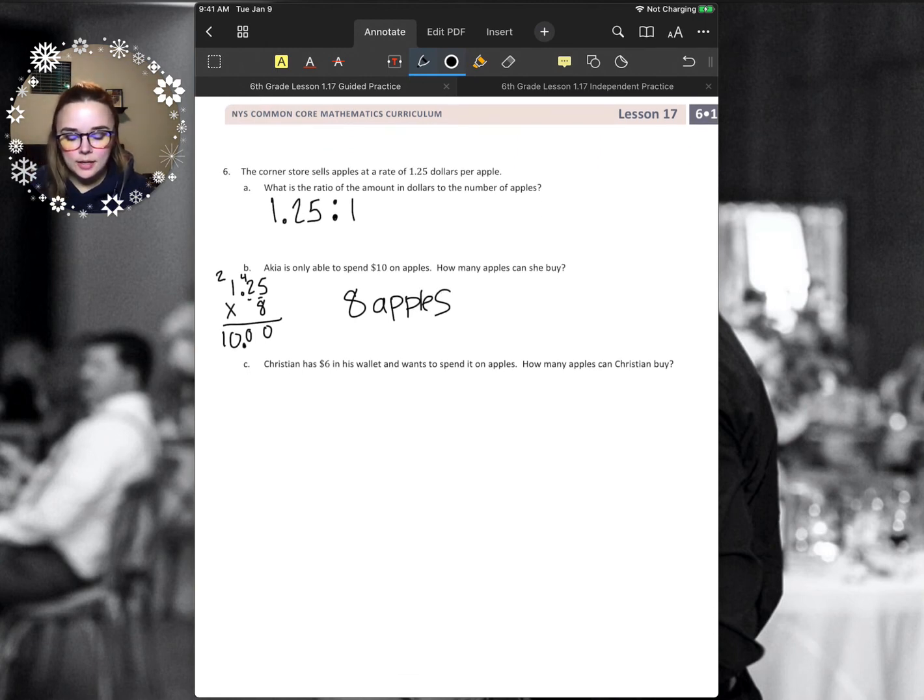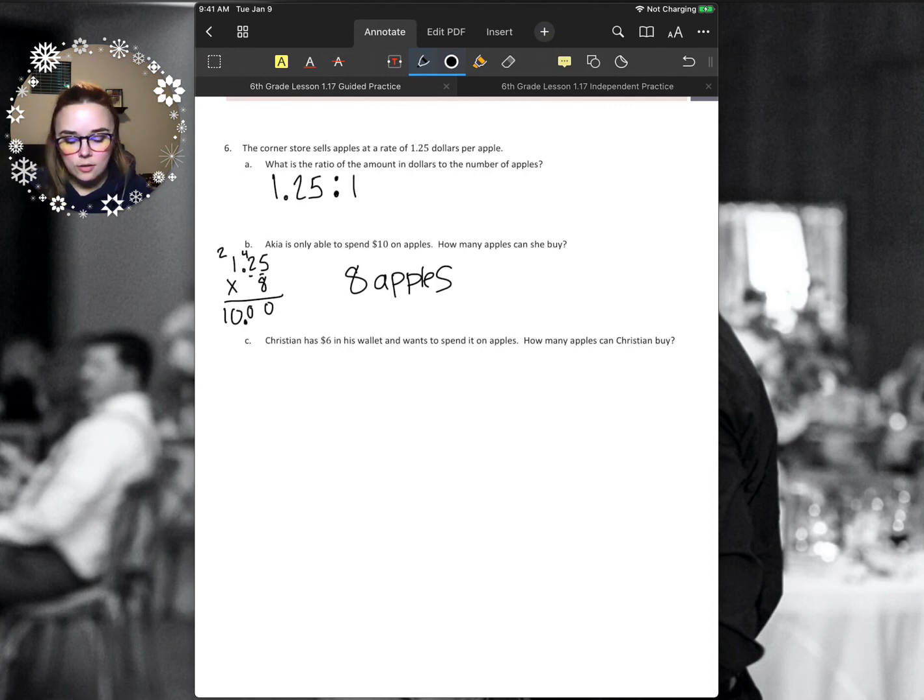Now we're going to do kind of the same thing. So Christian has $6 in his wallet and wants to spend it on apples. How many apples can Christian buy? Well, we know that 8 apples is going to be equal to $10. So we know that if he only has $6, he's going to need to buy less than 8 apples. So let's bring it down a little bit more. So let's try times 6. So we'll have $1.25 times 6.